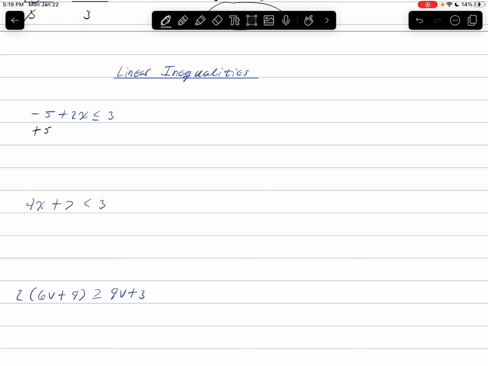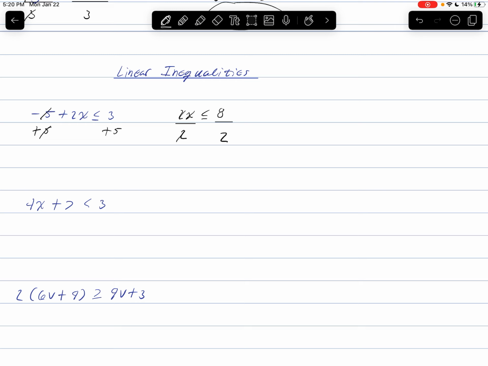So let's start by adding 5 to both sides. So that'll get rid of the negative 5 here. And then this will become 2x is less than or equal to 8. Okay? And then from here, all we have to do is divide both sides by 2.